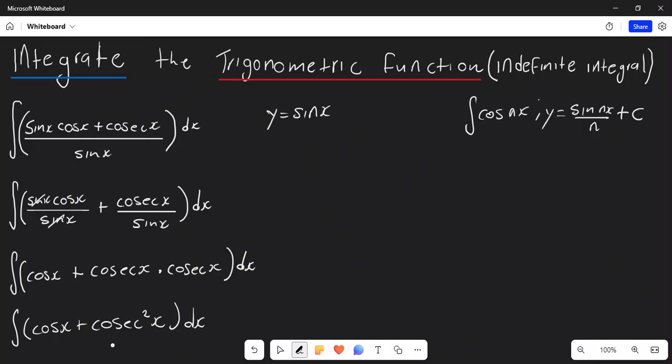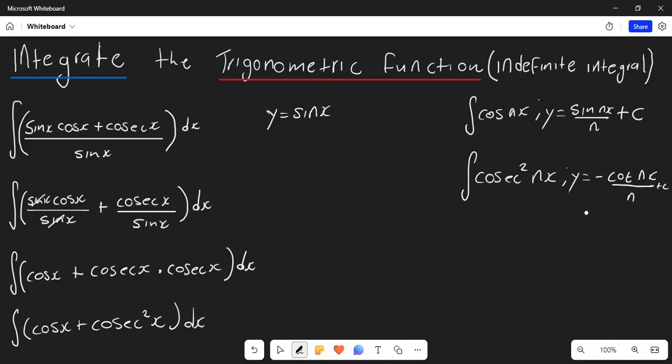Now let's look at cosec squared. Now if you still remember the integral of cosec squared, do this. Never forget the n guys, very important. The integral of cosec squared nx is going to be negative cot nx over n plus c. I hope you still remember, guys.